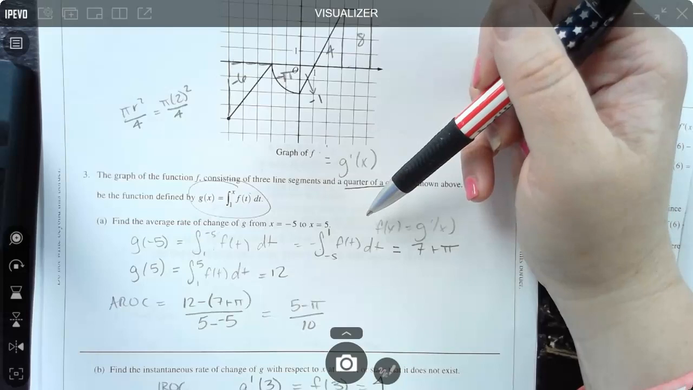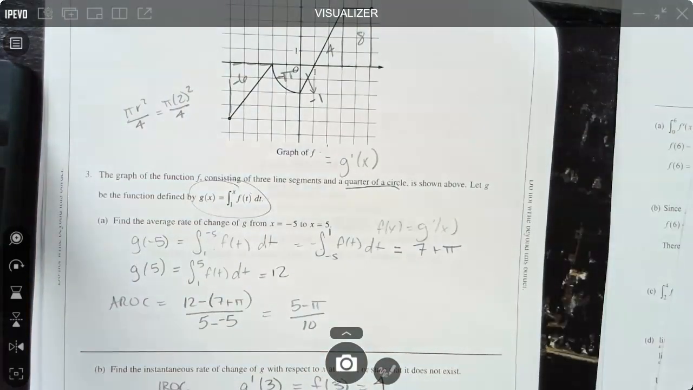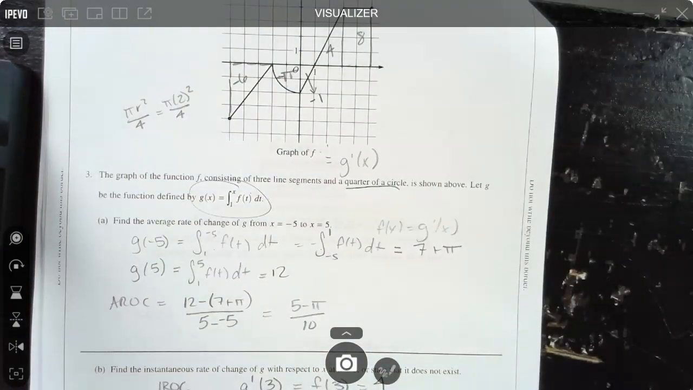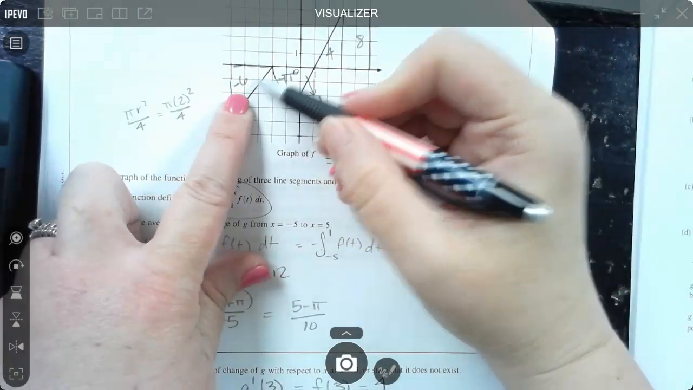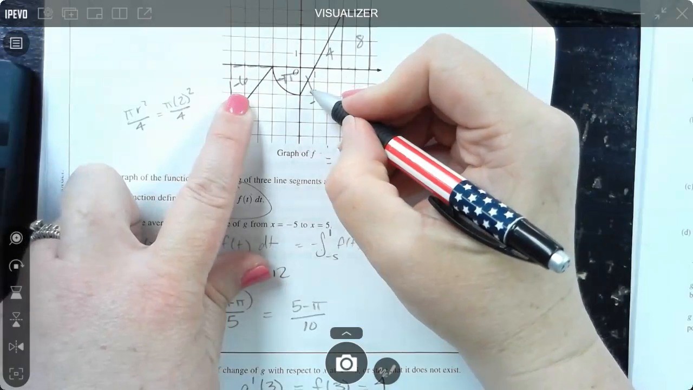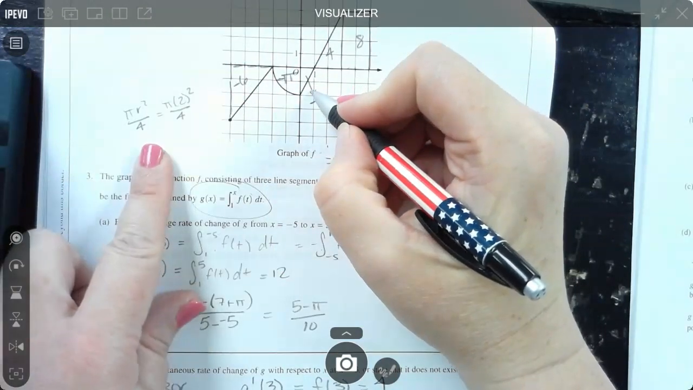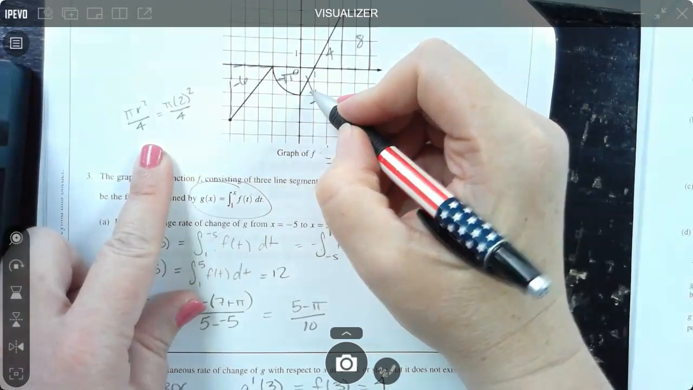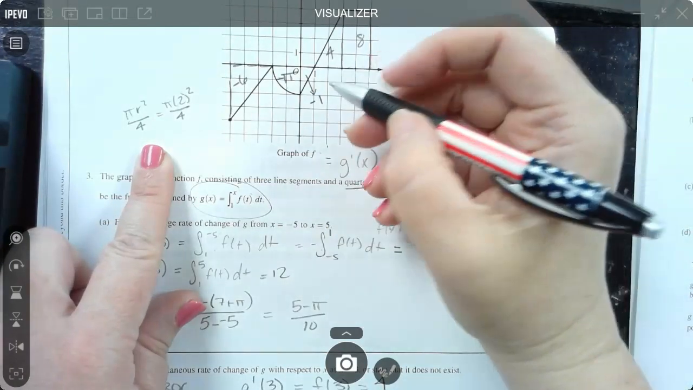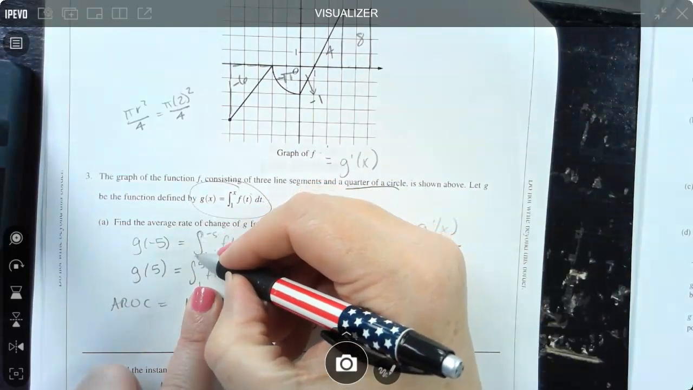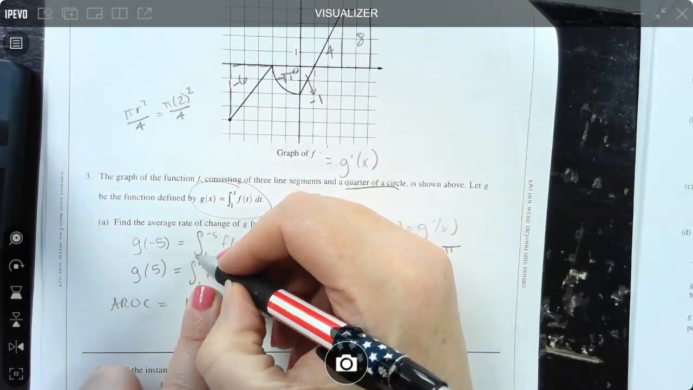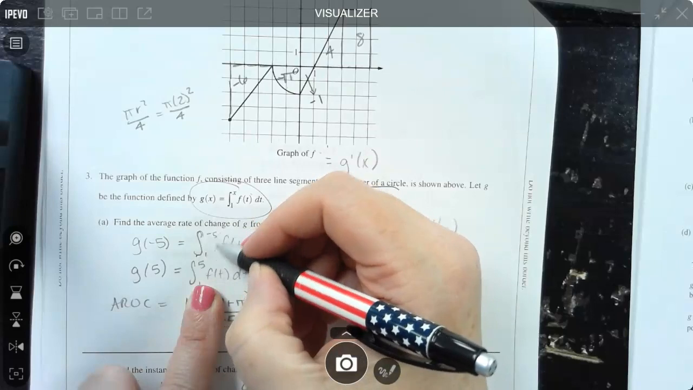What did you do? Okay, so do you agree with these areas? Negative 6, negative pi, and negative 1. I came over here and did pi r squared divided by 4 because it said it's a quarter of a circle. Because this means area under the curve. So this is area under the curve from negative 5 to 1.